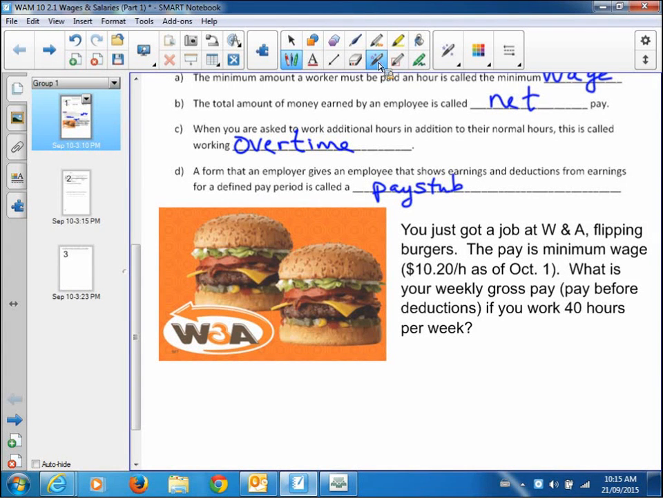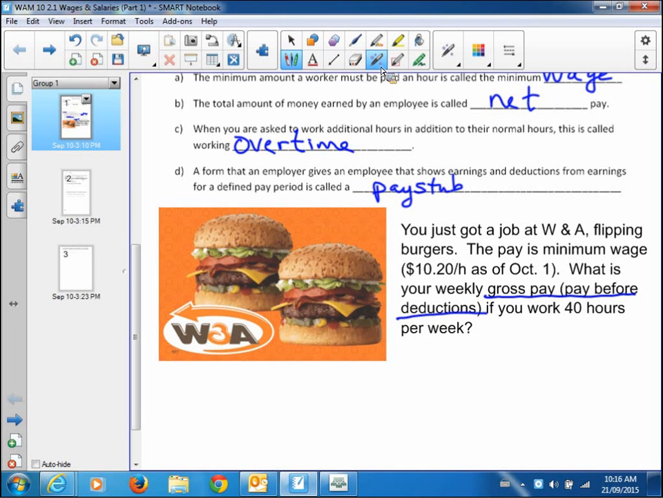Gross pay. We can also put up here, by the way, net pay. What did I say? The total money, gross pay. I should go back to B here. I was going quick and misspoke. The total amount of money earned by an employee is called the net pay. I'm saying that's the total after deductions is what you net pay. Before deductions is gross pay. That's what I need to point out.